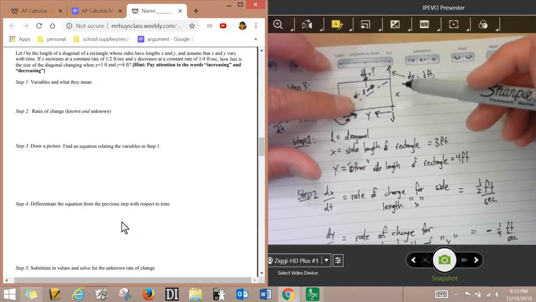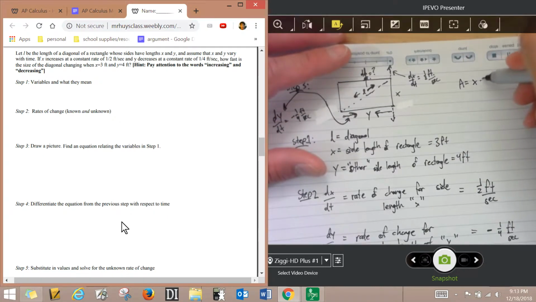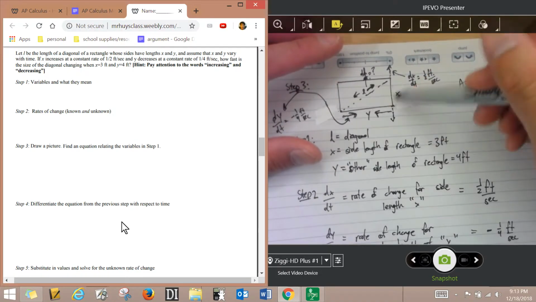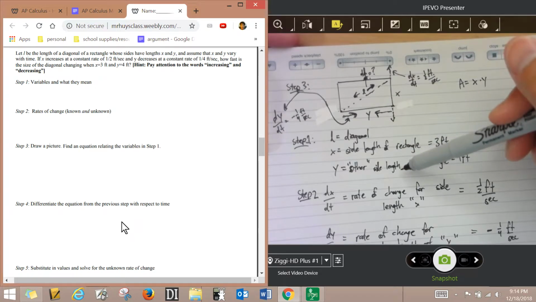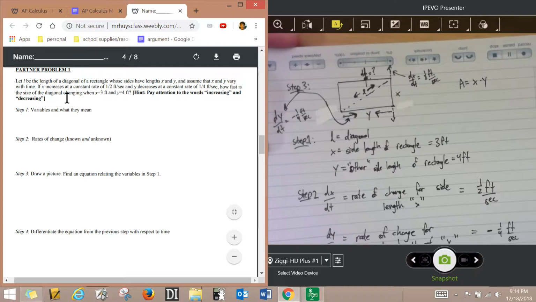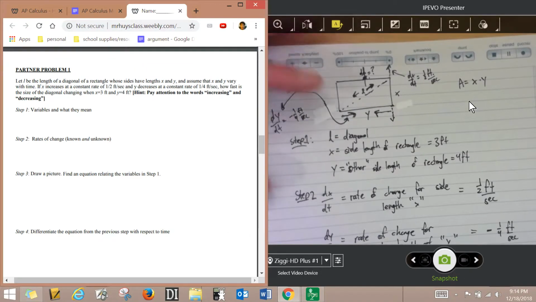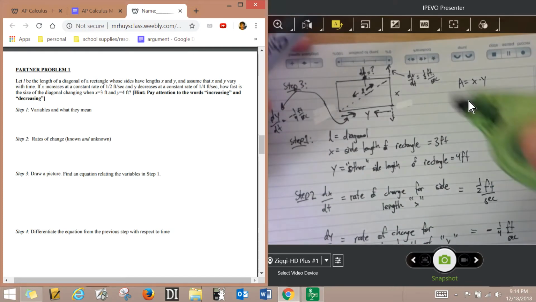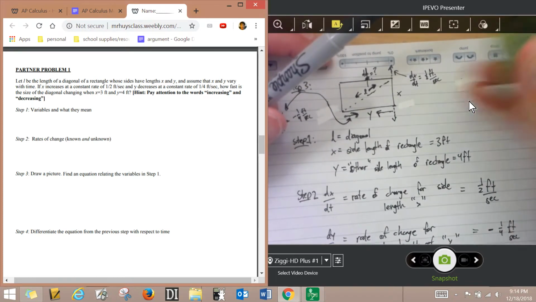Well, it's really deceiving because you're going to think it has something to do with the area, A equals X times Y, the area of the rectangle. But if you look closely at step 1, those weren't the variables of interest. In fact, if you look at the actual problem, it doesn't say anything about the area at all. So be careful. It's not always an area problem. In fact, we're trying to find an equation that relates L, X, and Y. So A equals XY isn't really going to help us relate L, X, and Y.